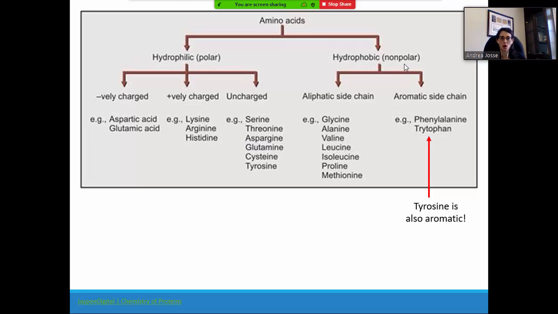And then for those that are non-polar, we have aliphatic side chains that are straight chain or branched carbon chains, and aromatic side chains, which are those ring structures. Now I wanted to add tyrosine over here because tyrosine is also aromatic, but it is polar, and so that's why it shows up on this side over here.